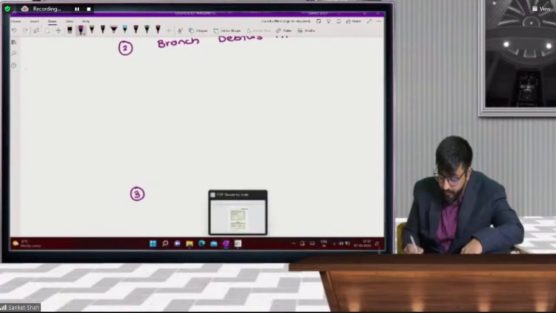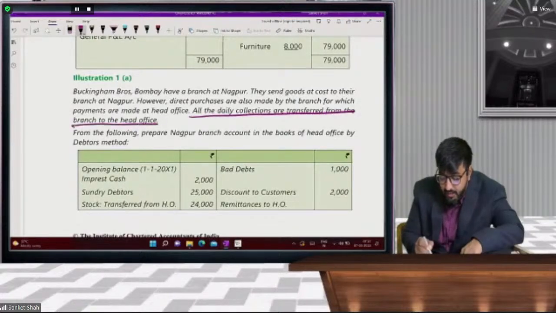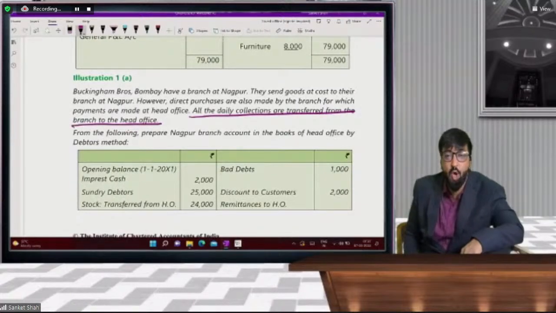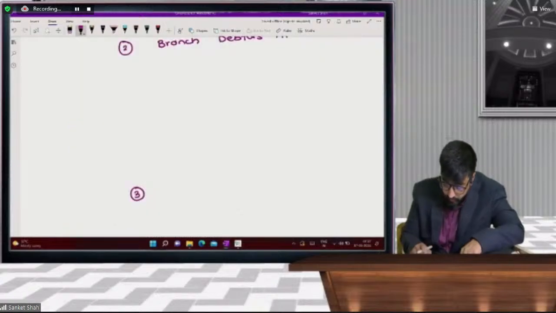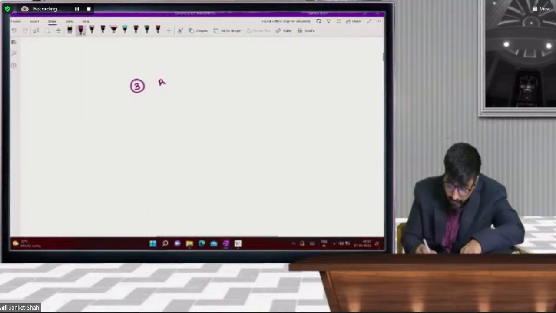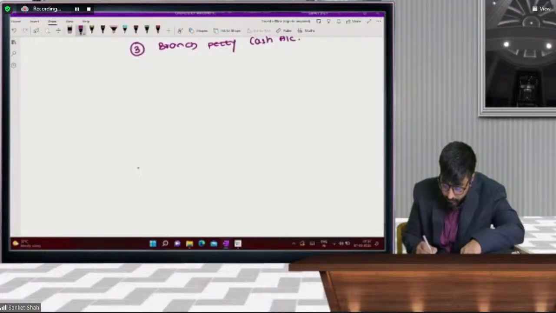Now see, you won't open a cash account because all daily cash is transferred. If all daily cash is transferred, I already told you the logic, don't open a cash account, open a petty cash account. So here the cash account is not opened. Branch petty cash account, number 4.